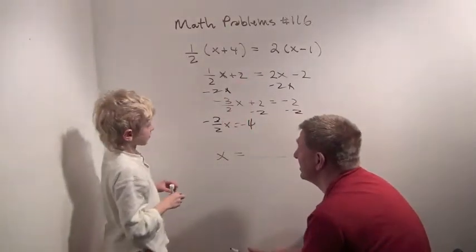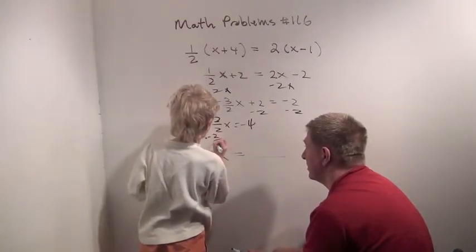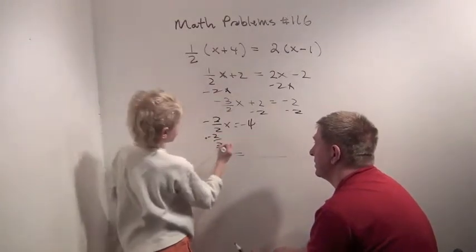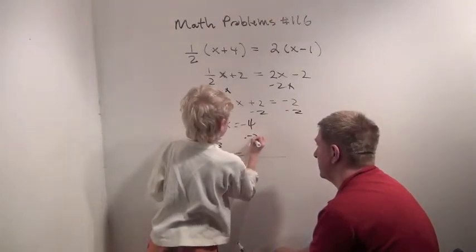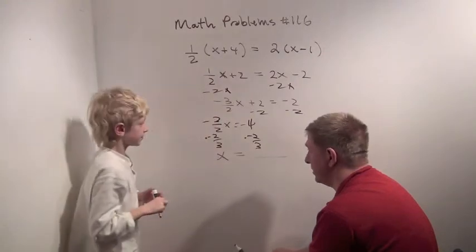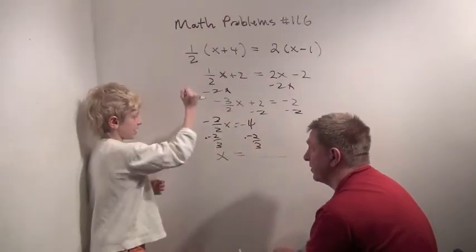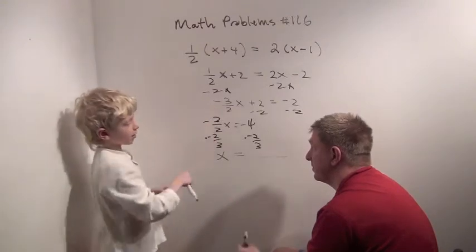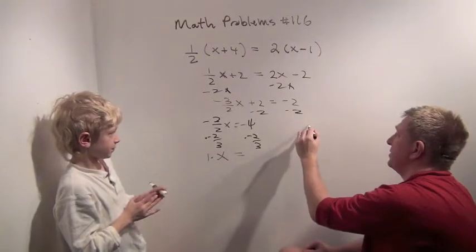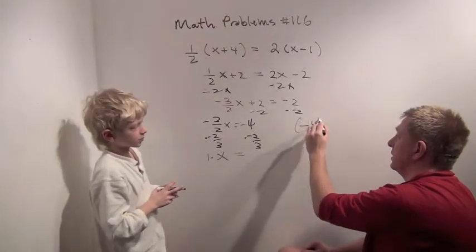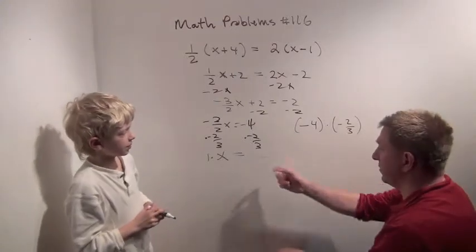Good job. All right, so times minus 2/3. Now times minus 2/3. Okay, awesome. So what do I get when I take minus 3/2 times minus 2/3? They cancel, you just get 1. So I got my 1x. That's where you were trying to get. And now we just have to do minus 4 times minus 2/3, and then we'll have a number over here.